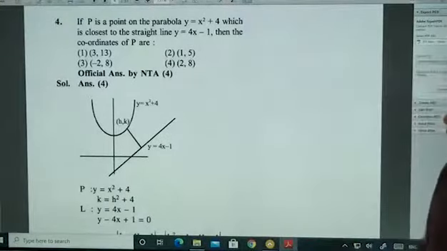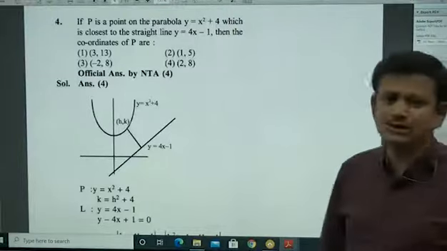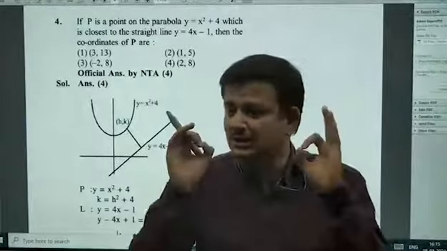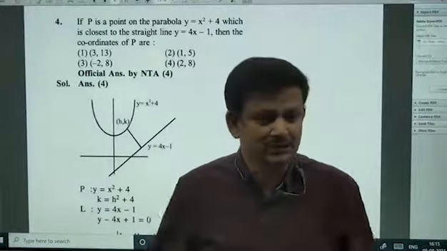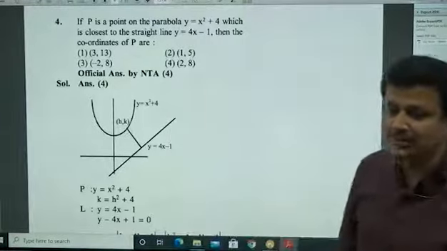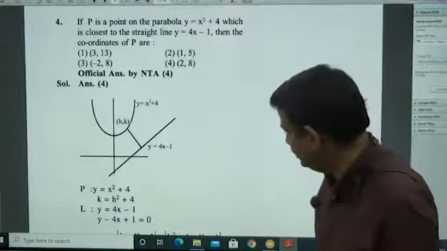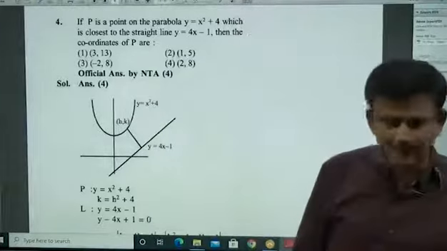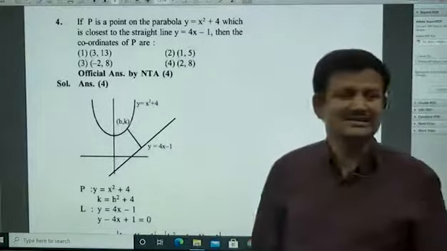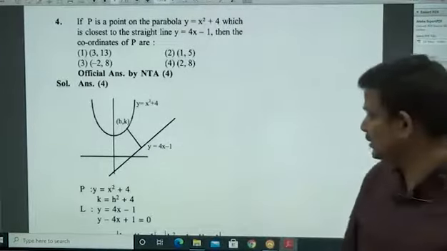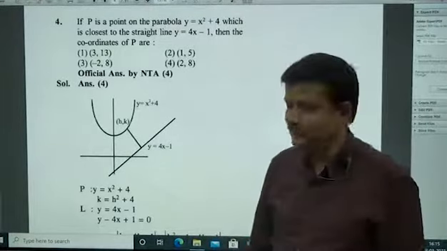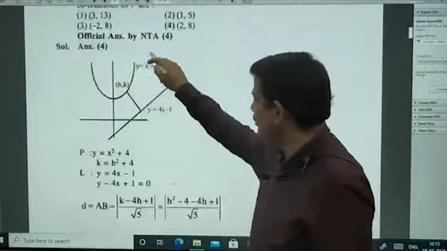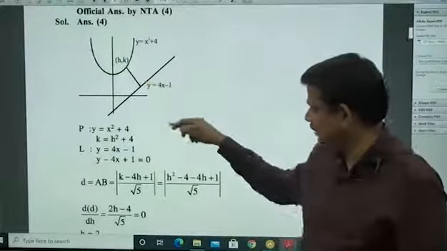If P is a point on the parabola which is closest to a straight line, see, shortest distance between two curves will always be along the common normal. That is the mantra. Shortest distance will always be along the common normal. He has drawn the curve y equal to x square plus 4, parabola. What is the other one? Straight line y equal to 4x minus 1. Now shortest distance will be along the common normal. So it will be along this particular line.